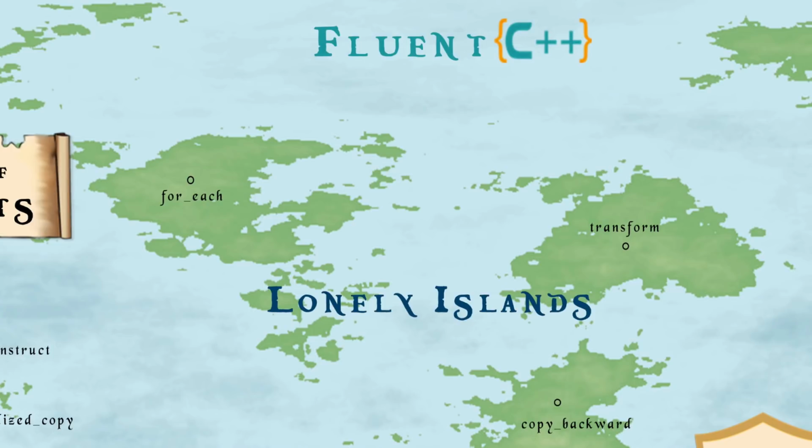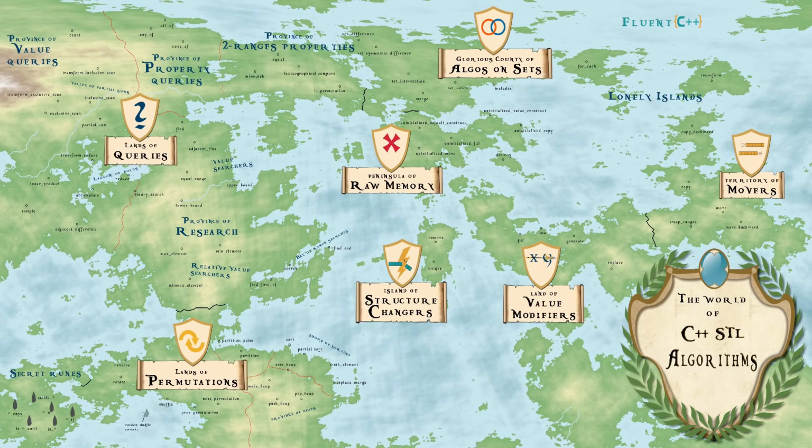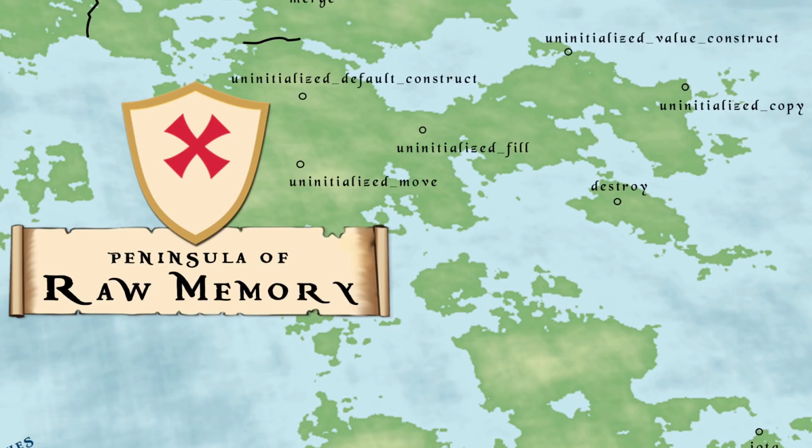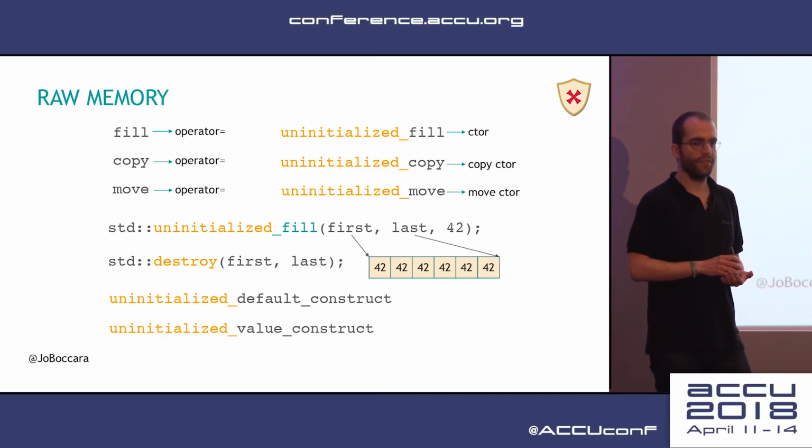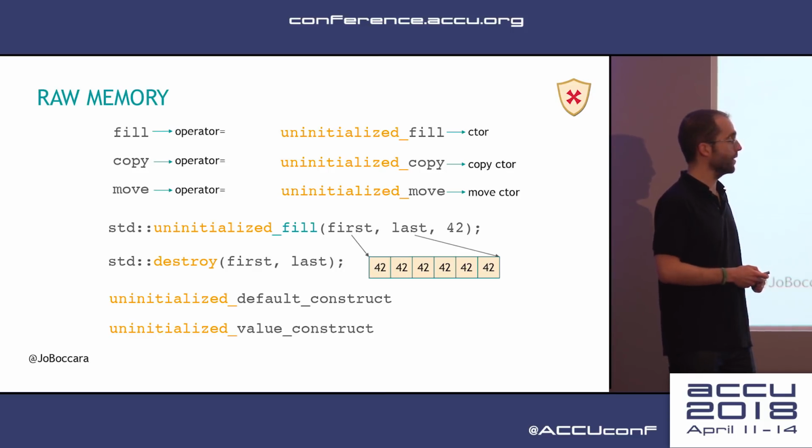Alrighty. So let's take a step back. We've been literally all around the world except for this place, raw memory. So let's finish with that. What is that? Raw memory. Remember fill, copy, and move. They have something in common. What they have in common is that they call the assignment operator.